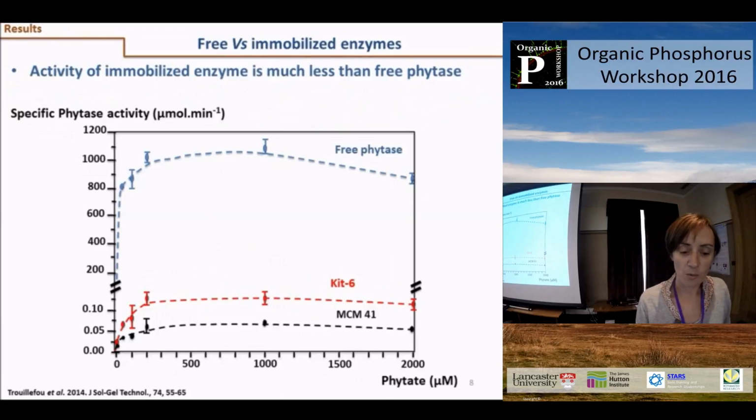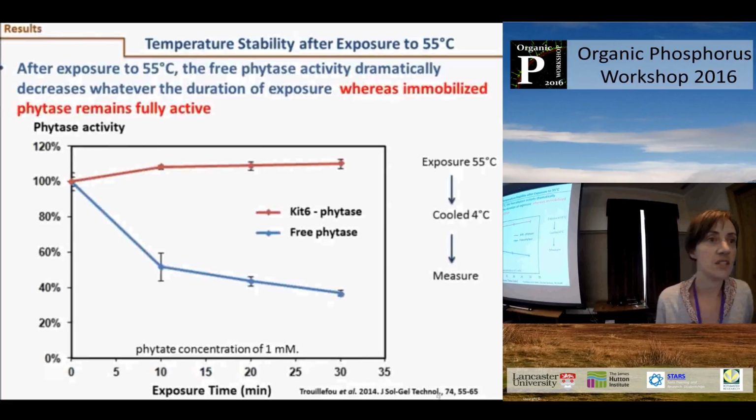Despite the severe drawback of a lower phytase activity, we have a greater stability of the enzyme. After exposure to 55 degrees, the free phytase activity dramatically decreases, whereas the KIT6 phytase remains remarkably stable whatever the exposure time of the enzymes to 55 degrees.